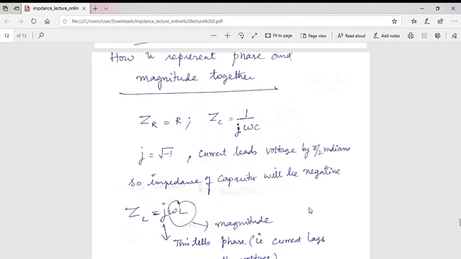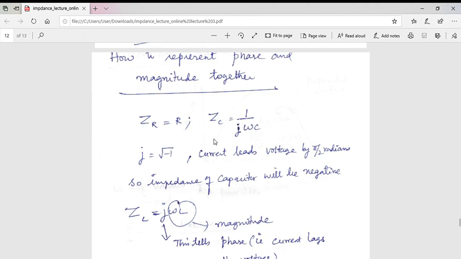In a complex number you have a real and an imaginary part. In case of resistance, since there is no phase difference, the impedance coming from the resistor we call a real part. All other things like capacitance or inductance, the impedance coming from those kinds of elements we will put in the imaginary part.